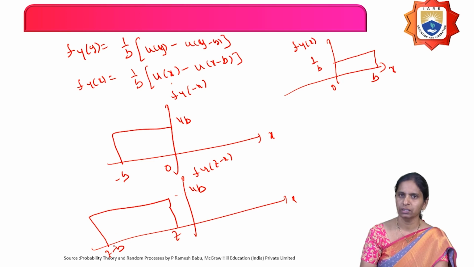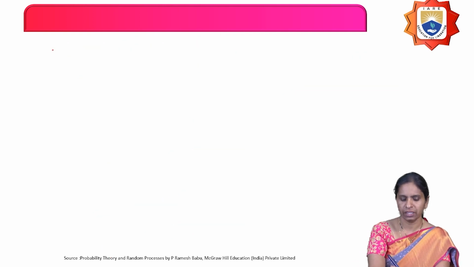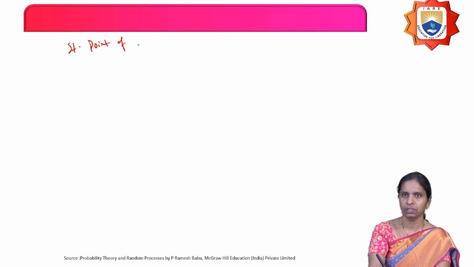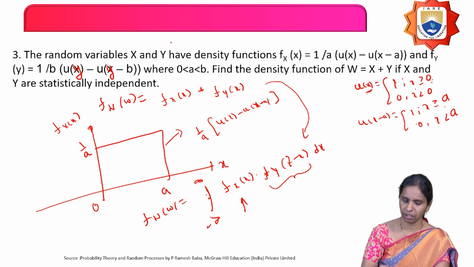When x is from z minus b to z value. Now, we will see the density function. So what is the starting point of the density function of the random variable x? See here, what is the starting point here? 0. And what is the ending point here?